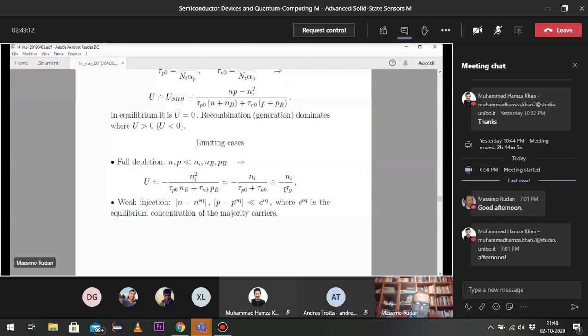Another limiting case exists of the net thermal recombination rate. And this other limiting case is called weak injection. To define weak injection, we need a region where the semiconductor is doped. So we must be able to distinguish between the majority carriers and the minority carriers, okay?